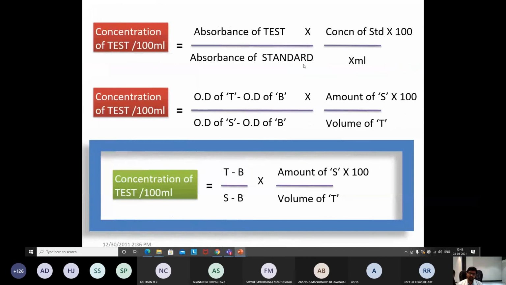So concentration of test, this is the formula, and see, OD of test minus OD of blank. I told you, to avoid any interference of light absorbance by the cuvette or the solution or the reagent which we are using for that reaction, we have to subtract that value, because that absorbance of light is because of this thing. So this is the correction we are going to do: OD of test minus OD of blank, divided by OD of standard minus OD of blank, and amount of standard divided by volume of standard, into 100. This is the formula which we can use to calculate the concentration of the test.